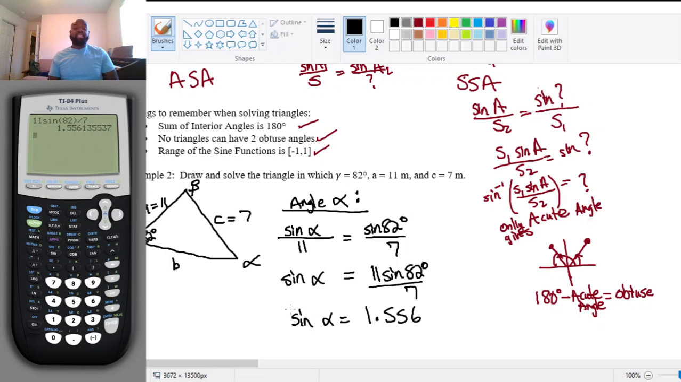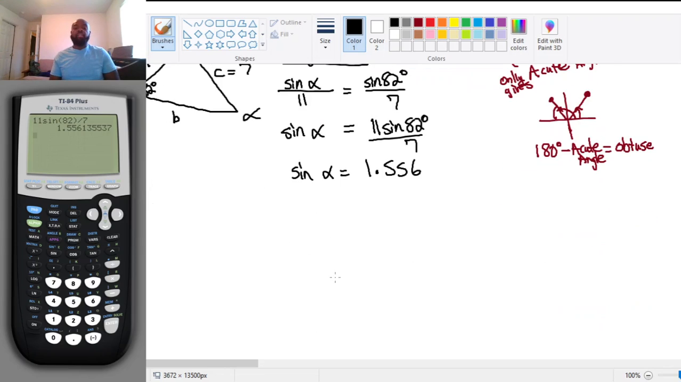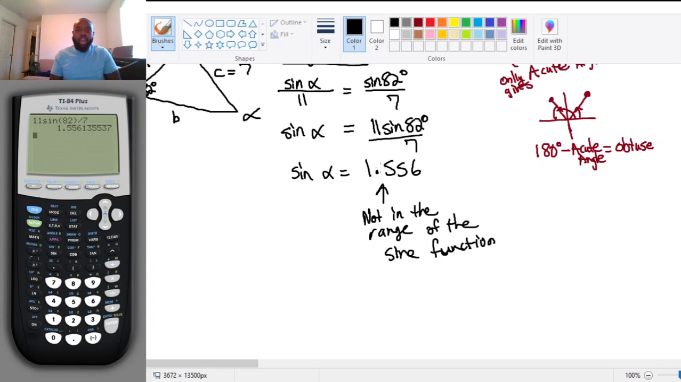Now, we have to remember that the sine function has a range between -1 and 1. And so this is outside of the range of the sine function. If I were to try to solve this for alpha, I do the sine inverse of both sides, and I get alpha equals the sine inverse of 1.556. Well, if it's not in the range of the sine function, this 1.556 is not in the domain of the sine inverse function. So if I were to try the second sine inverse, using my answer feature, and press enter, we're going to have an error because that number is not in the domain of that function. And so this triangle actually has no solution.